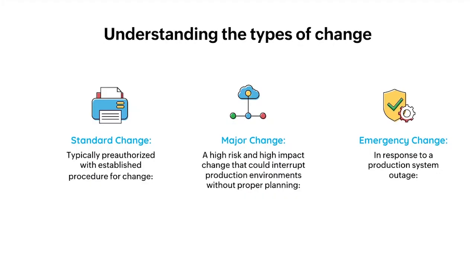Like I was telling you earlier, the importance of different types of changes. So we have standard changes, major changes, and emergency changes. Your standard changes are usually changes that you do on a regular basis, like an OS patch on your server. These are usually pre-authorized changes with established procedures, so they don't require a lot of planning in advance, because this is something that you do on a regular basis. And the main objective of standard changes is to record what changes are being made in your IT infrastructure.